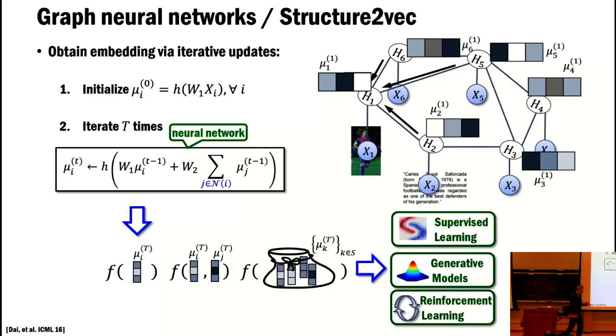So you will see different versions of graph neural nets, or different kinds of architectures. You can use all of this to make it more flexible, right?